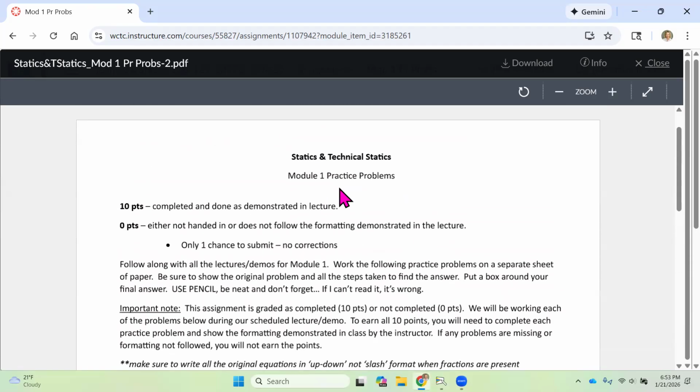So at the top here, it says Module 1 practice problems, 10 points if you complete it and it's done as demonstrated during our lecture demo, okay? 0 points, either not handed in or you didn't follow the formatting or didn't do all the problems, okay? So it's kind of like you either do it or you don't, okay? You're not getting an 8, you're not getting a 7, you're getting 10 or 0 on all practice problems, okay? You only get one chance to submit, as we talked about in the syllabus, all right?